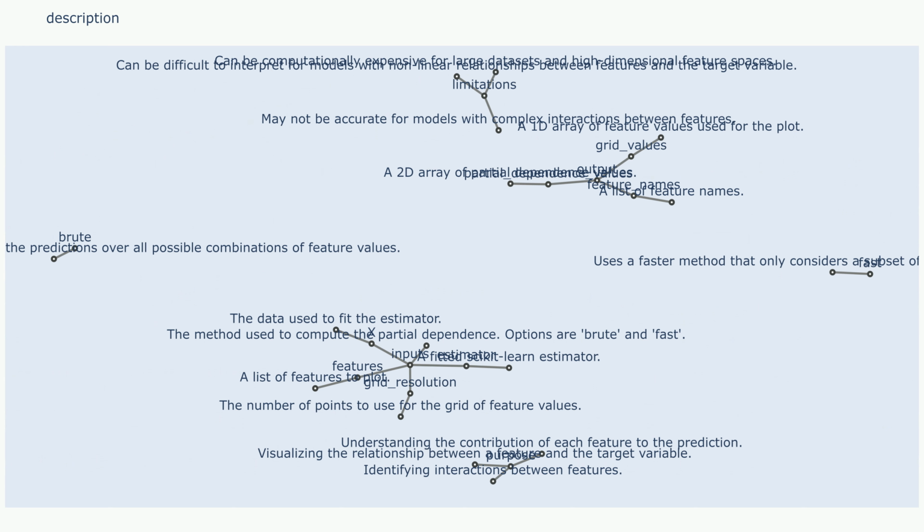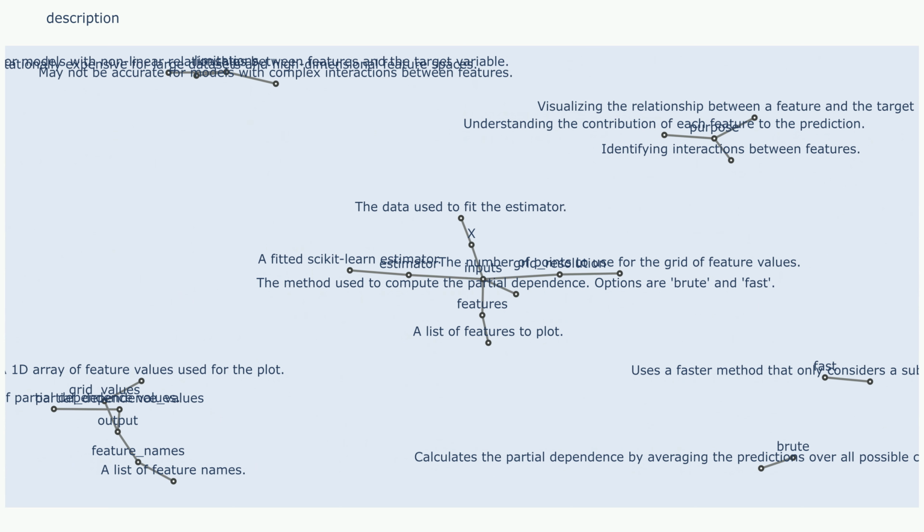Method. The method used to calculate the partial dependence. Brute. Default computes the partial dependence by iterating over all data points and changing the value of the target feature. Recursion computes the partial dependence recursively, which can be faster for models with complex interactions. N jobs. Number of jobs to run in parallel for computation.